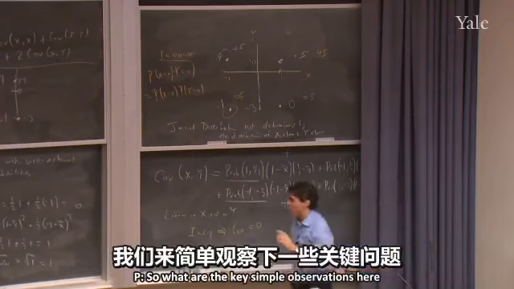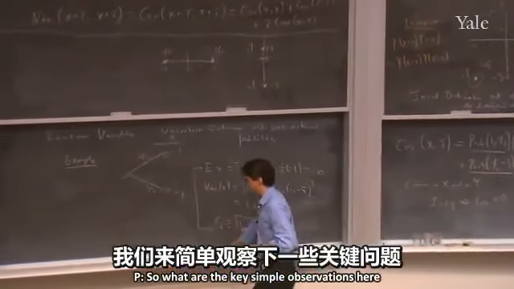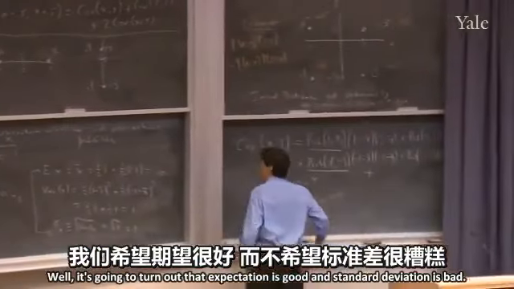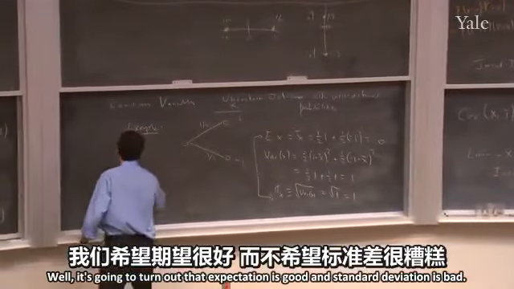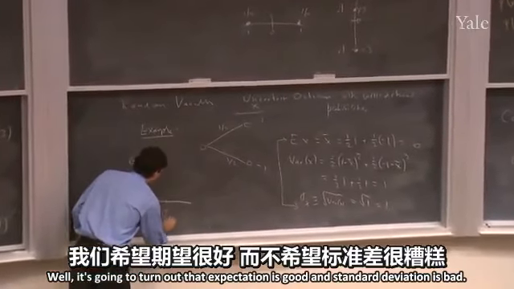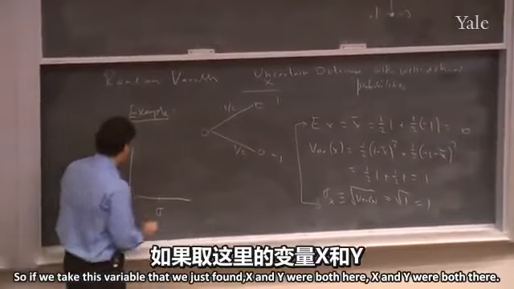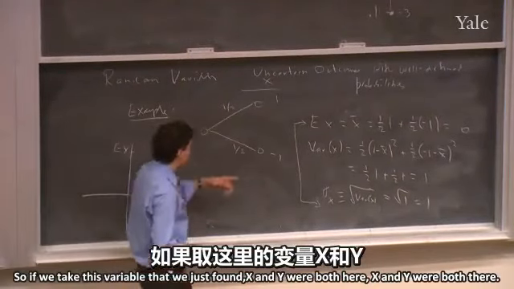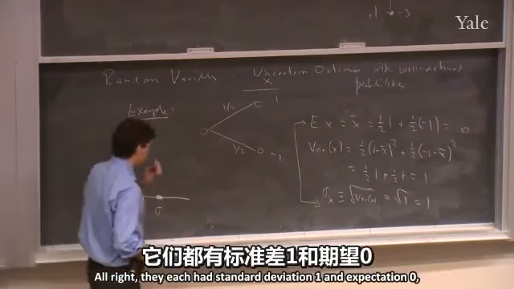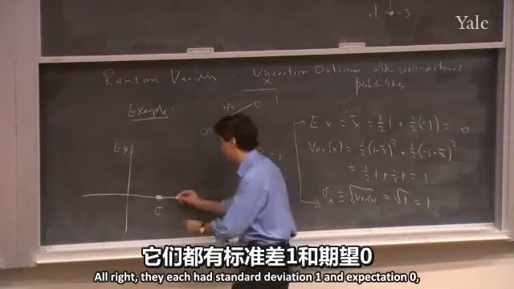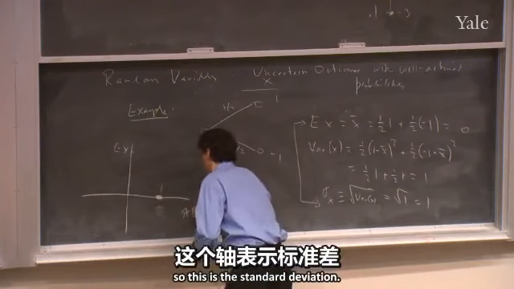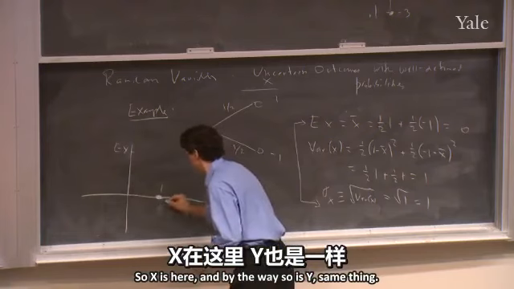Yeah. Okay. All right, so what are the key simple observations here that are going to inform a lot of our behavior under uncertainty? Well, it's going to turn out that expectation is good and standard deviation is bad. Okay, so if we take this variable that we just found, x and y were both there. They each had standard deviation 1 and expectation 0. So this is the standard deviation. So x is here, and by the way, so is y.